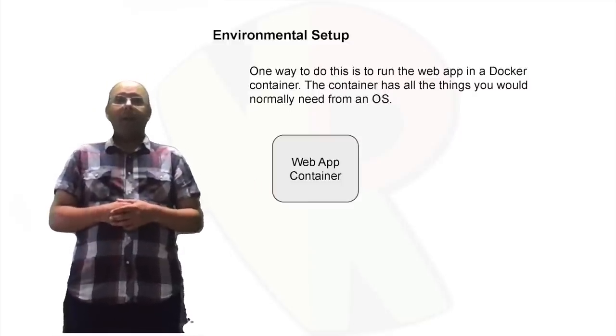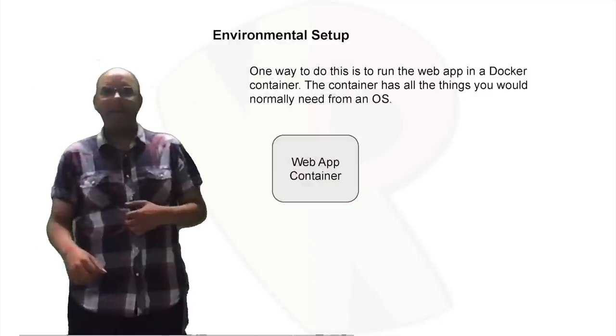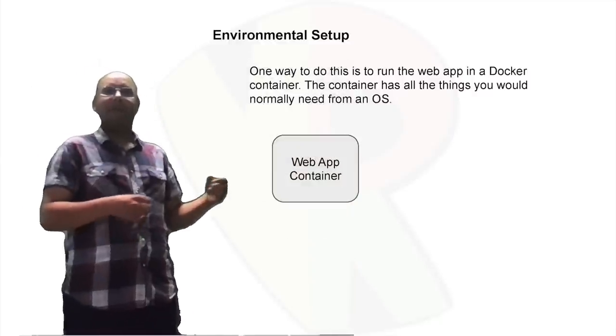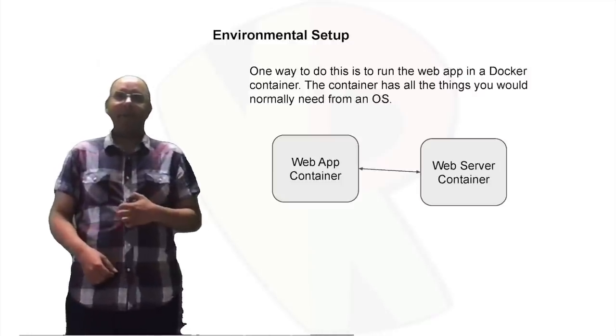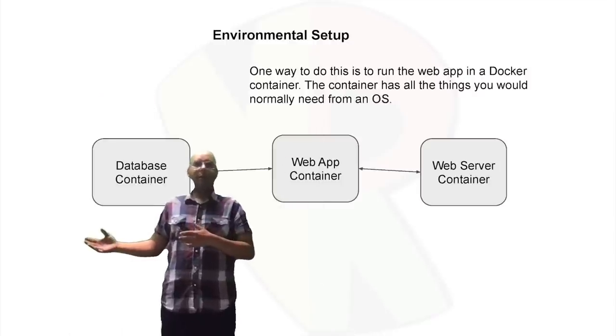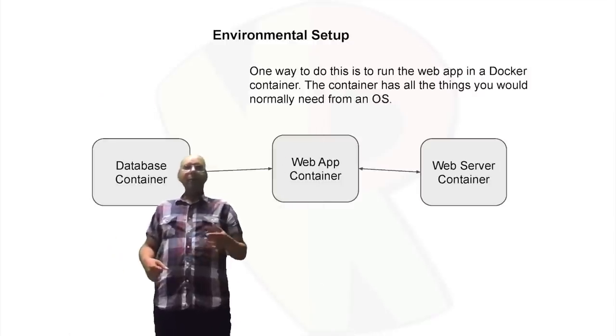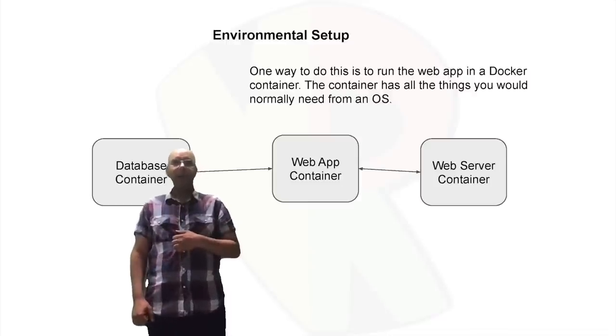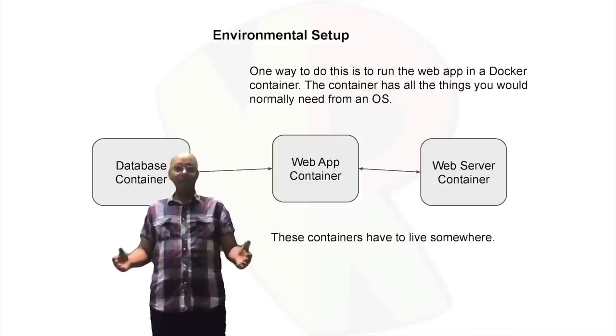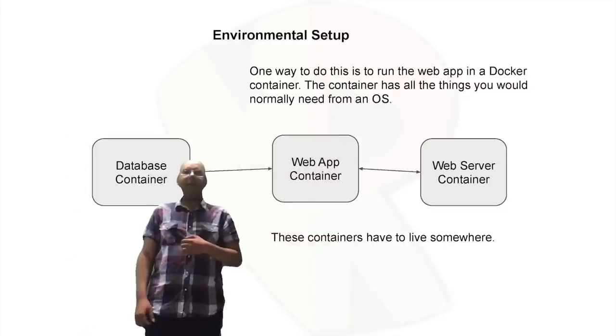And do you remember how we get to the web app? That's right, through the web server. So let's have a container for Nginx. You may want your database to run separately as well. So let's add one more container for our database. Now the web app, the server, and the database all have a container to call home, but the containers themselves need a home. This is when we decide on where to host our website.